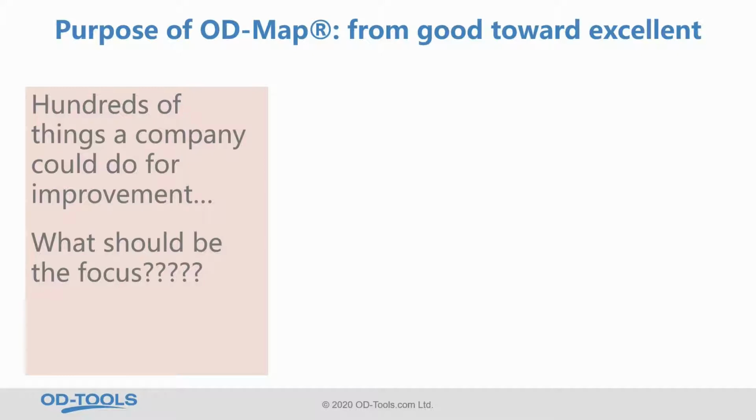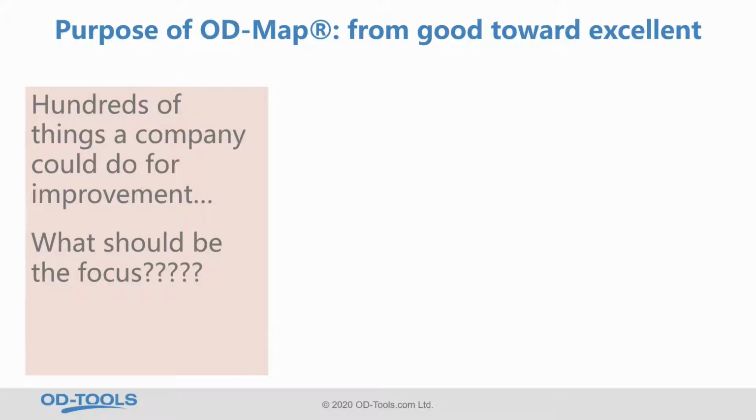The purpose of ODMAP is helping companies move from a good management level towards excellence. It is for companies that have already reached a fair amount of management maturity. You see, when the company is new, when a company is small, it is usually very obvious what the company needs to do. But as the company grows and reaches a certain level of maturity, it becomes less and less obvious where the development should focus.